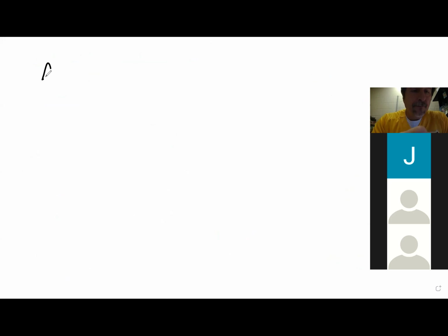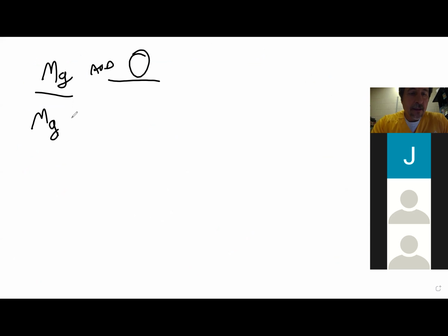How about Mg and O? Well, Mg is in group 2A. So it makes a plus two. Oxygen is in group 6A. So it makes a minus two.